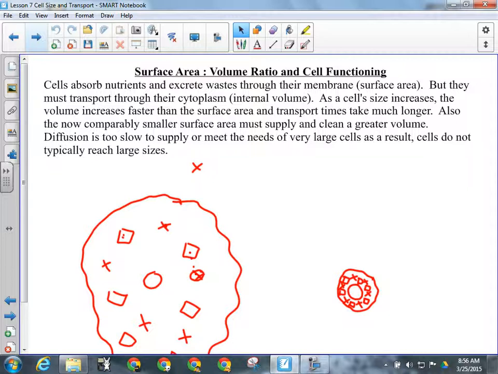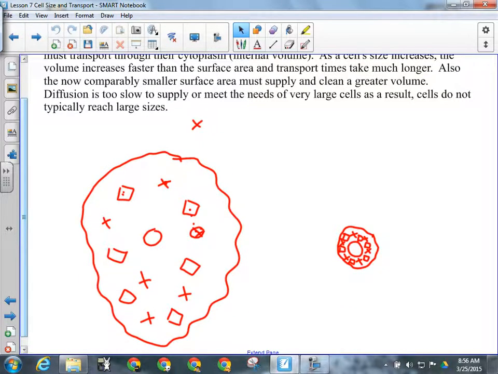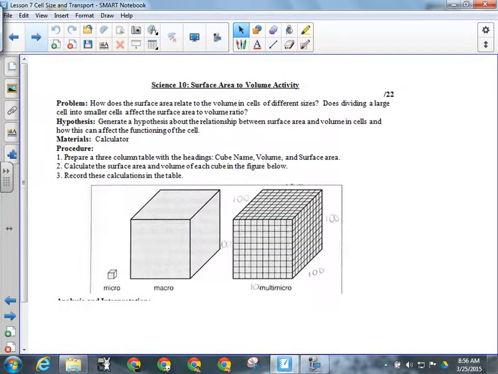This was another version of the diagram I showed you yesterday, with the little sectors coming from the lysosome to the mitochondria. The problem we're investigating for the activity: how does the surface area relate to the volume in cells of different sizes? Does dividing a large cell into smaller cells affect the surface area to volume ratio? We want to generate a hypothesis about the relationship between surface area and volume in cells and how that can affect the functioning of the cell.